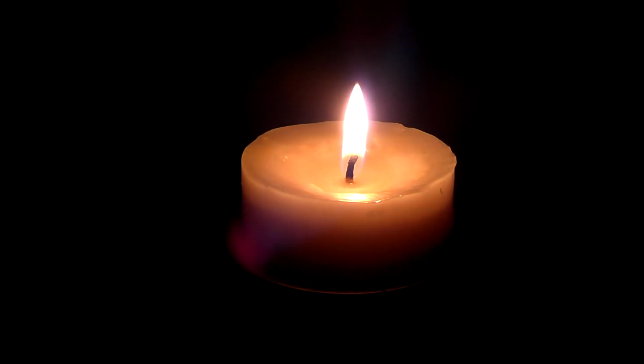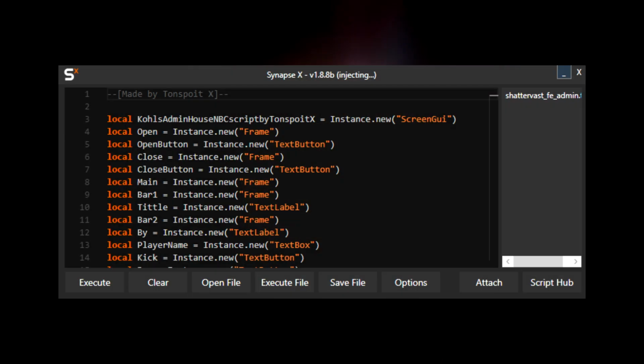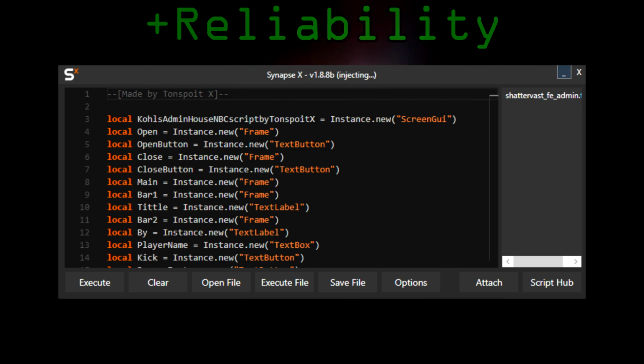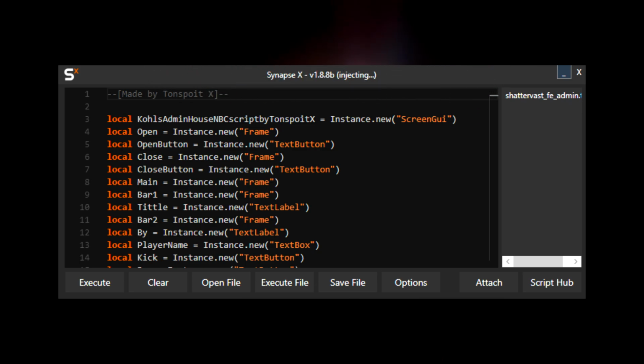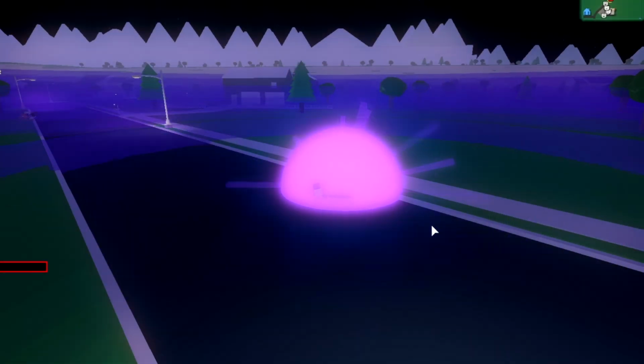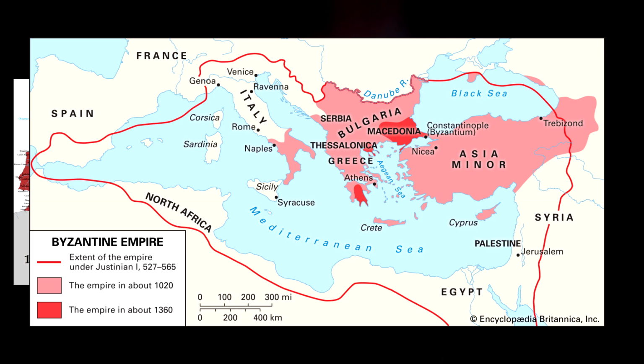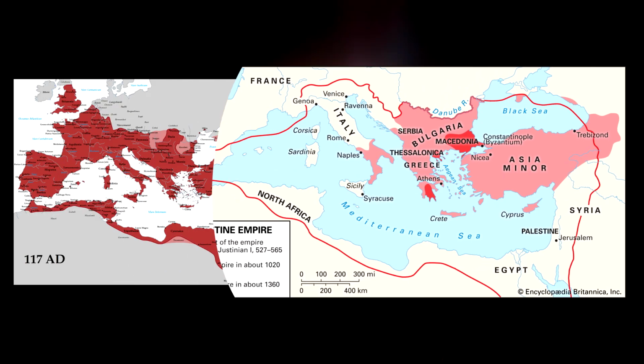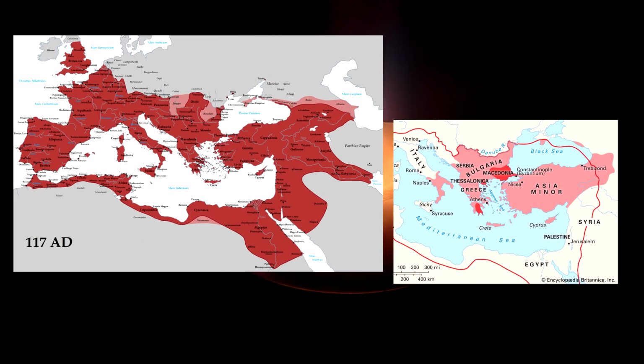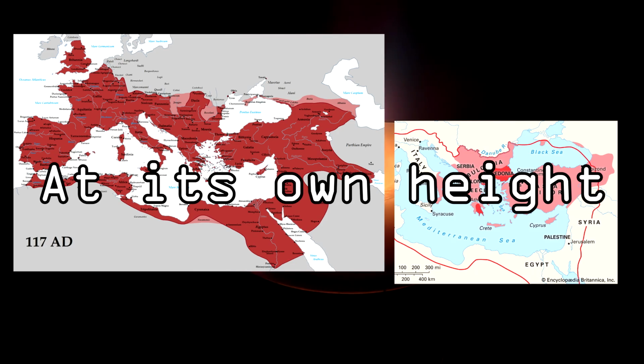Although during this entire period exploits did become even more stable and more reliable, that doesn't mean that they were necessarily as powerful as they were back in the day. Consider the Roman Empire compared to the Byzantine Empire. Yeah, the Byzantine Empire saw its heights after the Roman Empire's collapse, but for the most part, it remained a weaker and smaller state than the Roman Empire ever was.